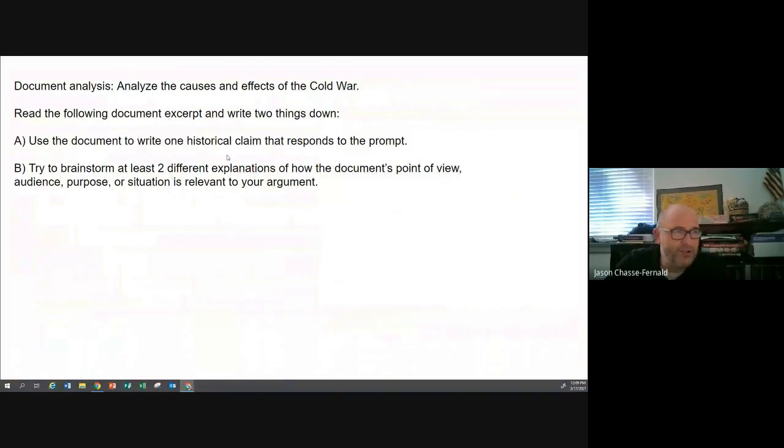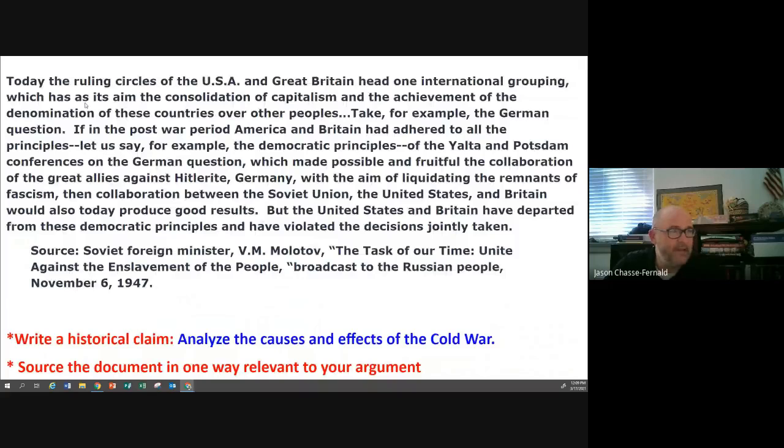All right, so let's do a little claim activity and a little bit of sourcing. Here's the passage. Read this passage and write a historical claim for it, using the prompt: analyze the causes and effects of the Cold War. Also try to source this document in one way. Please go ahead and pause the video and complete the activity.